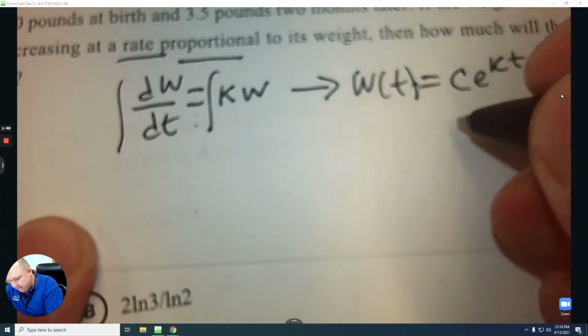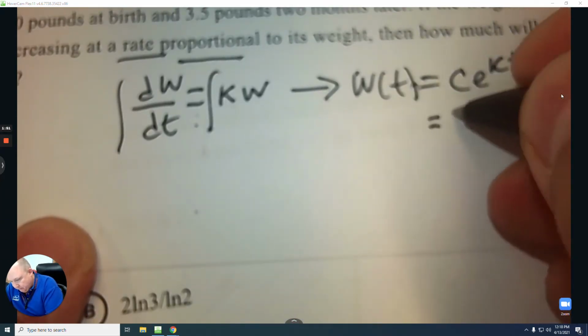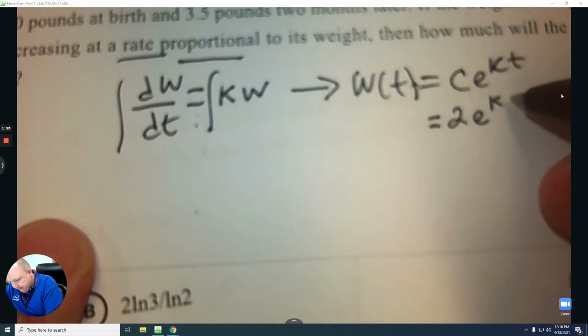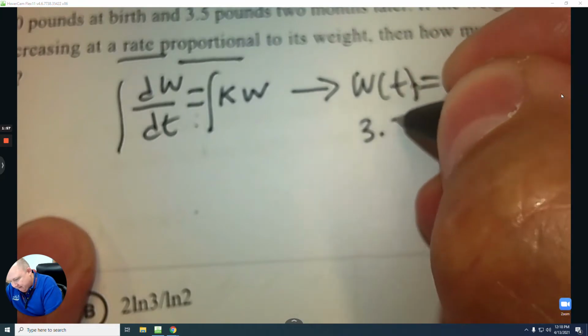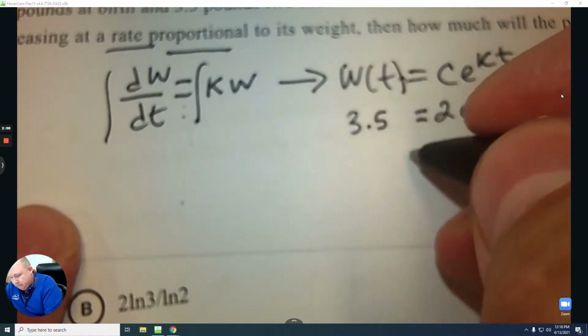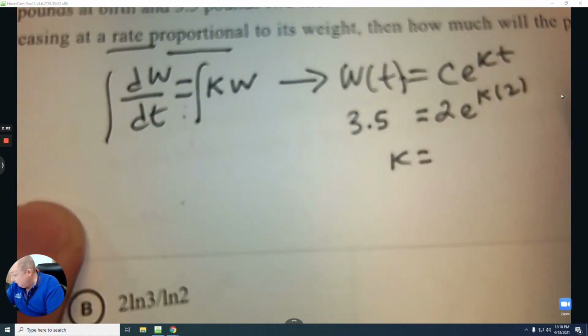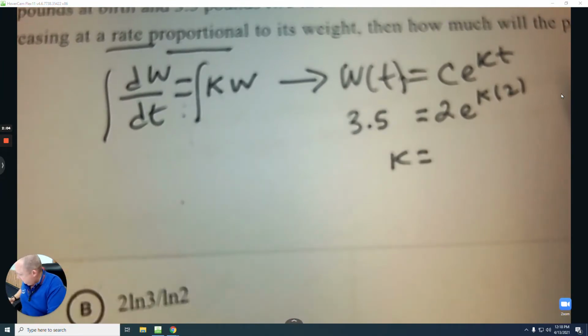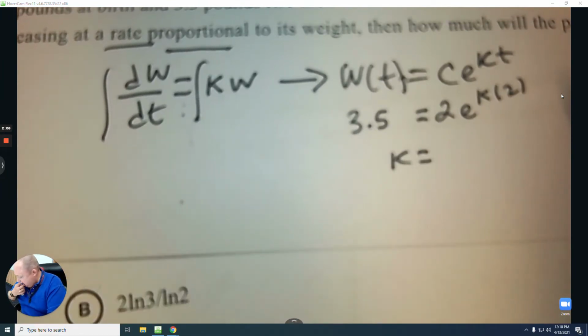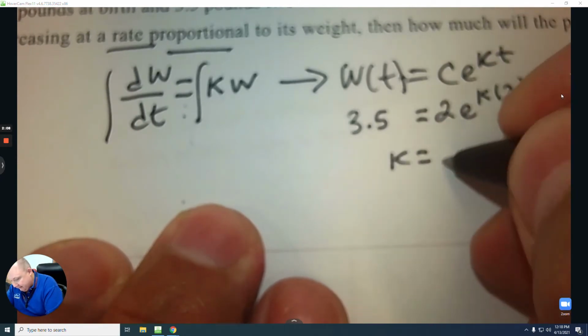In the question, the original weight was 2 pounds when it was born. And then 2 months later, it weighed 3.5 pounds. This is what you'd put in the calculator, and then you would solve it. And if you solved it with your calculator, you would get a rate of about 0.279.